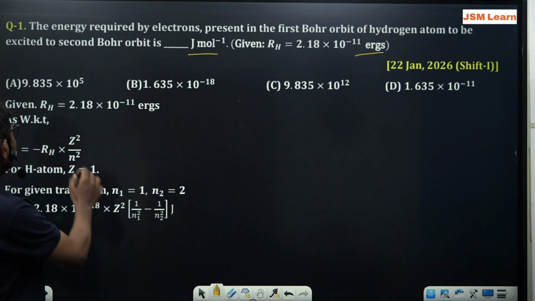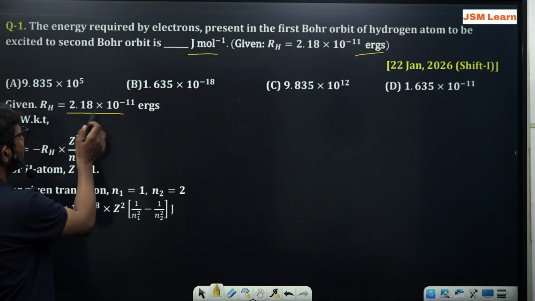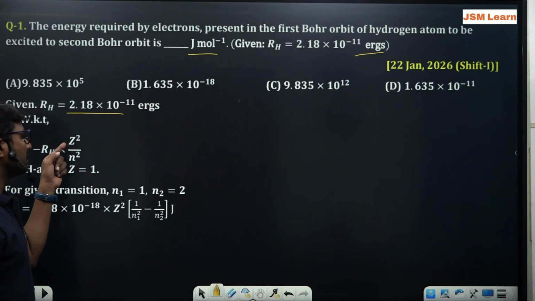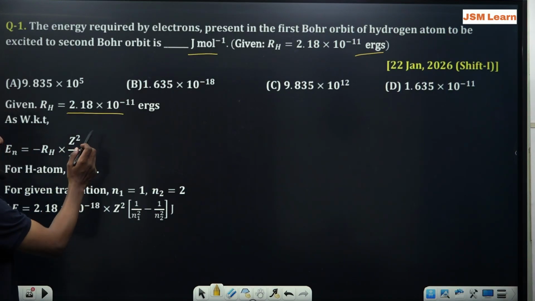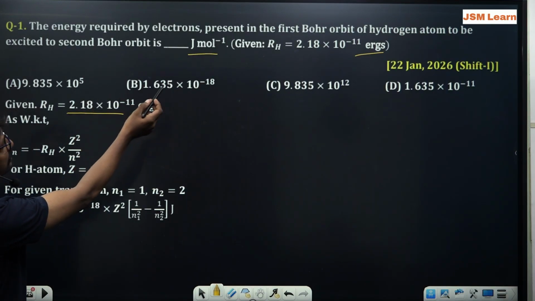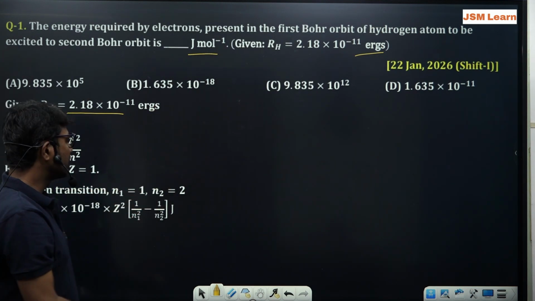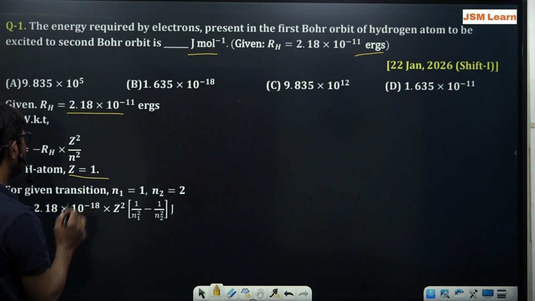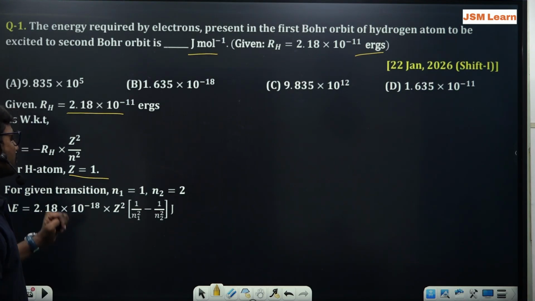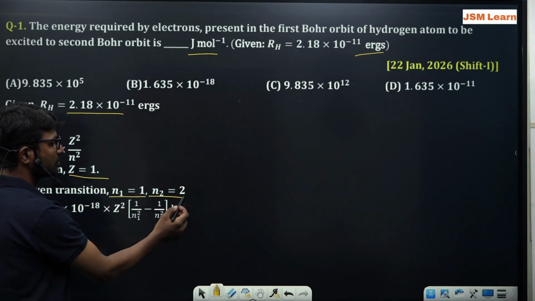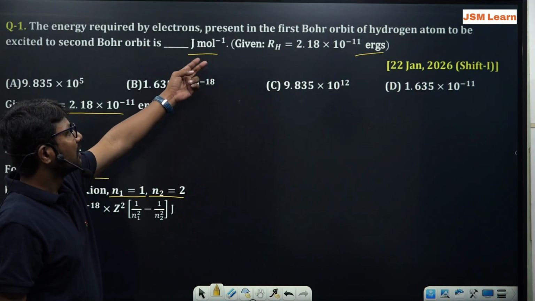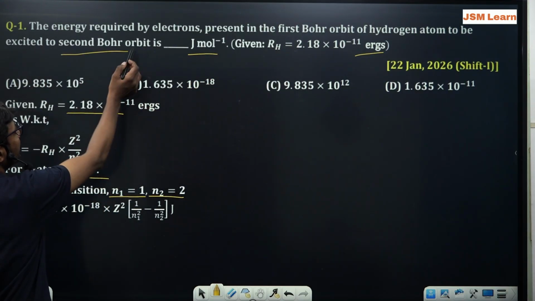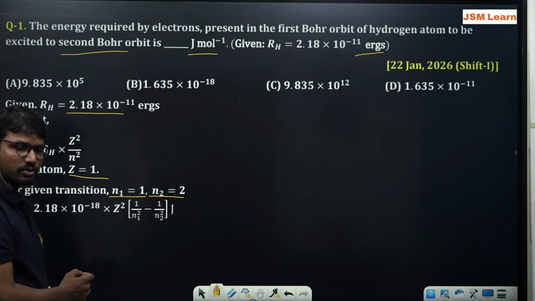So now let us see the given data. RH value is given, and we know the formula: energy is minus RH multiplied by Z square by N square, where Z is the atomic number. Here they have provided the hydrogen atom, so Z value is 1. Next, for the given transition, N1 is equal to 1, N2 is equal to 2, as they are saying the electron present in the first Bohr orbit is excited to the second Bohr orbit. So N1 value and N2 value are also provided.